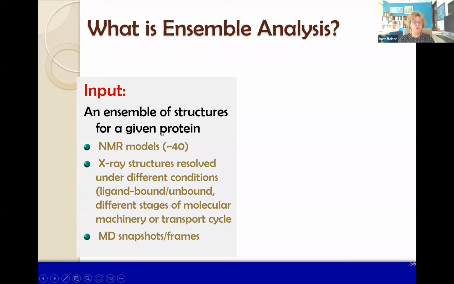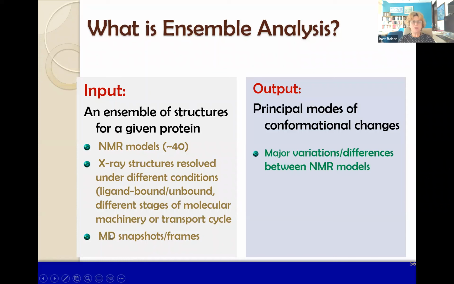But the idea is, suppose you have an ensemble of protein structures for one given protein, your target protein. This could be NMR models, this could be X-ray structures resolved in the presence of different drugs or allosteric cycle stages. And it could even be snapshots from your molecular dynamics simulations. Now, you take this ensemble, you do a principal component analysis to see what the experimental set tells you about the accessible conformational space.